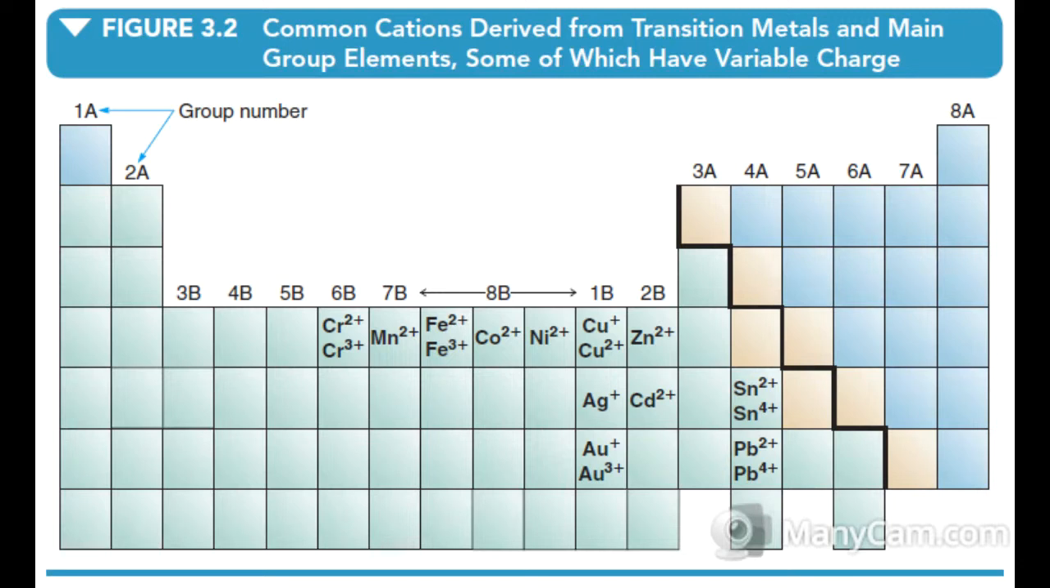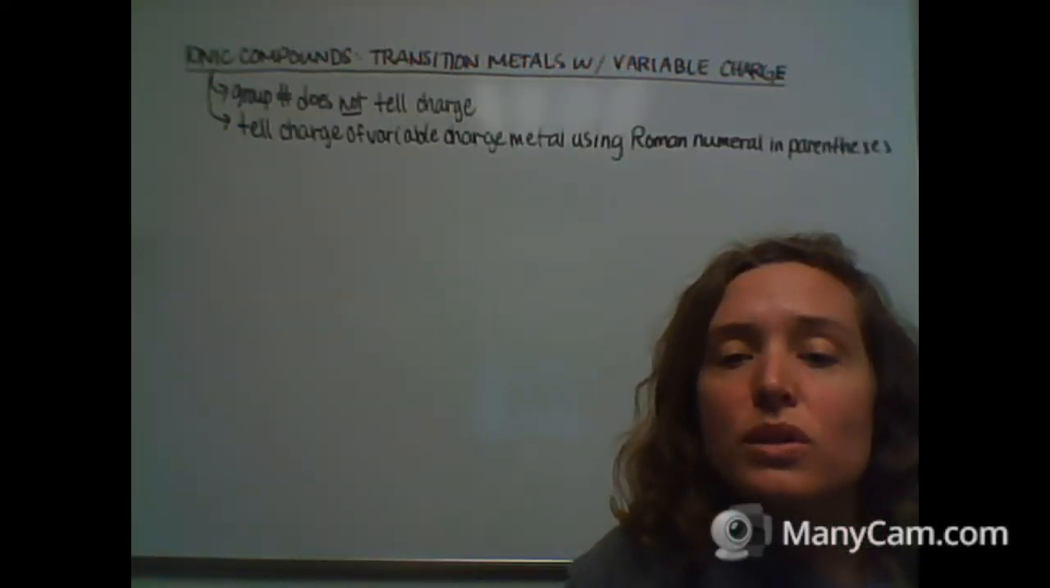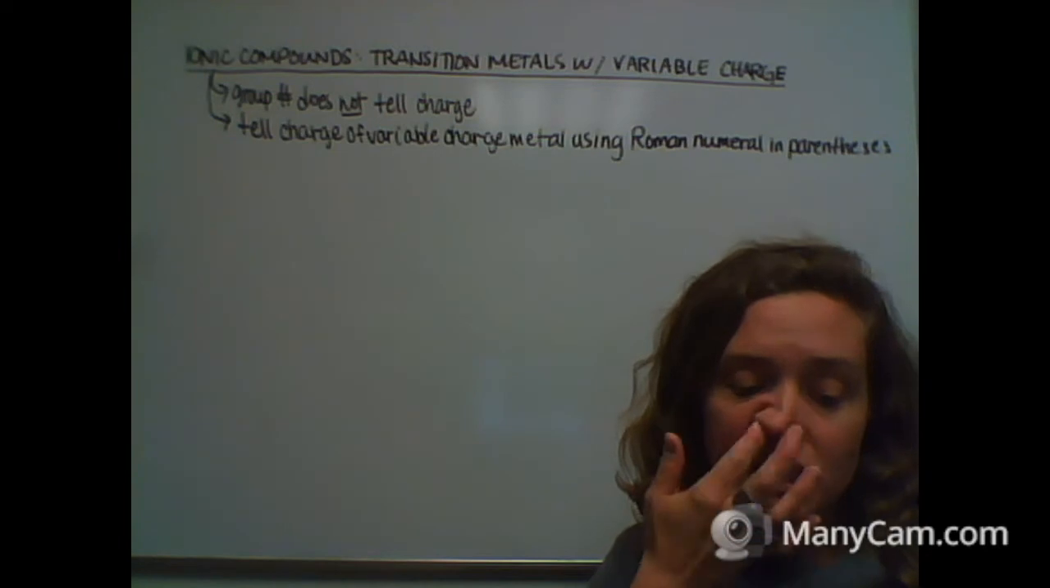Iron can have either a 2+ or a 3+ charge. Cobalt can have a 2+ charge. Nickel, 2+. Zinc, 2+. And then silver and cadmium down below also only have one charge, so those are not variable charge metals. But copper, gold down below, and to the right, tin and lead can have a variable charge. And so we can see from this chart that some transition metals can have a variable charge and some cannot. The ones that can have a variable charge are the ones that we will denote the charge with a Roman numeral in the parentheses. So let's see what we mean.